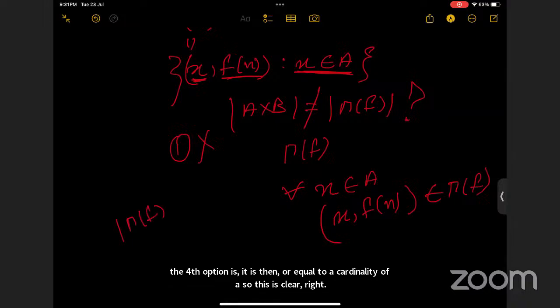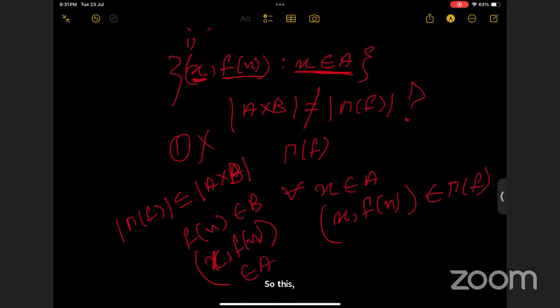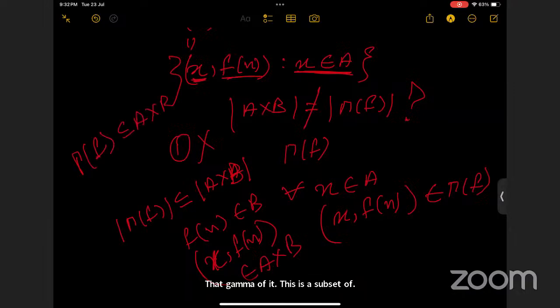Cardinality of gamma f is less than or equal to the cardinality of A cross B, right? For x belonging to A, f(x) belongs to B. So this type of combination definitely belongs to A cross B. So we have that gamma of f is a subset of A cross B. So the cardinality will be less than or equal to the cardinality of A cross B. So the second and the fourth options are correct.